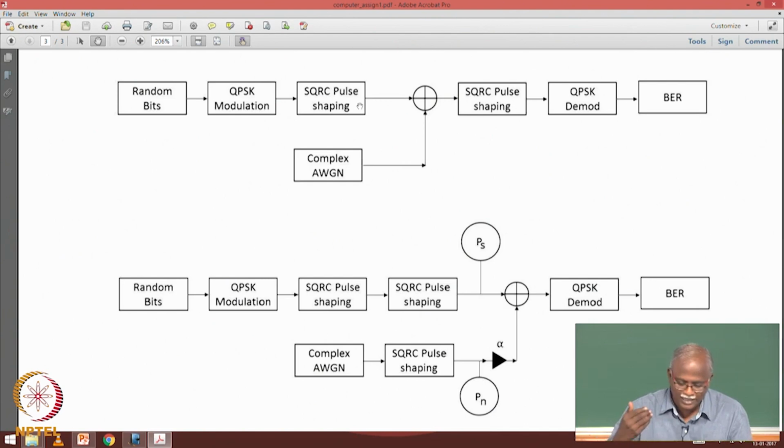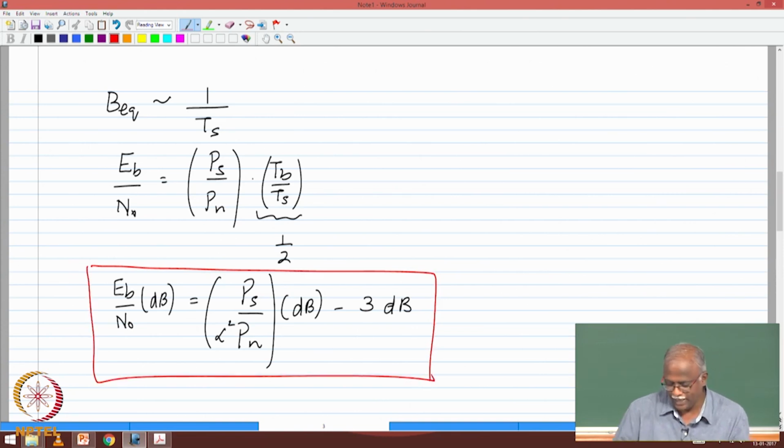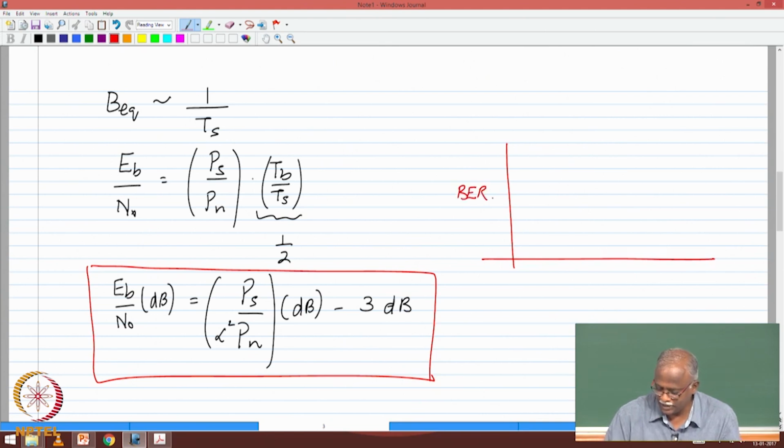Now, if I want to set different levels of signal to noise ratio, 6 dB or 8 dB or 10 dB, that is controlled by controlling alpha. So, as you look at it, the complete expression would be alpha squared, because alpha is also present in your expression for the simulation. You would get PS by alpha squared Pn minus 3 dB as the expression that you should be able to map, and that should match very closely as you plot the bit error rate versus PS by Pn, or Eb by N naught, whichever one you want. Make sure that you do the correct one.